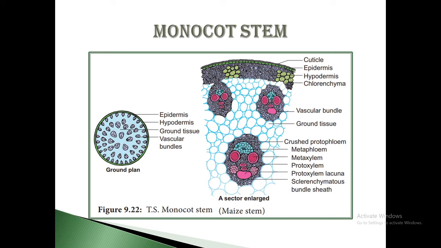Cortex may be well developed and sharply marked off from the stele, or may be quite narrow. The structure and arrangement of vascular bundles of monocot stem differ from dicot stem. We already studied that if you take the section of any stem, we easily find the three layer structure, that is the epidermis, cortex and stele region. So first we are going to discuss the epidermal region.